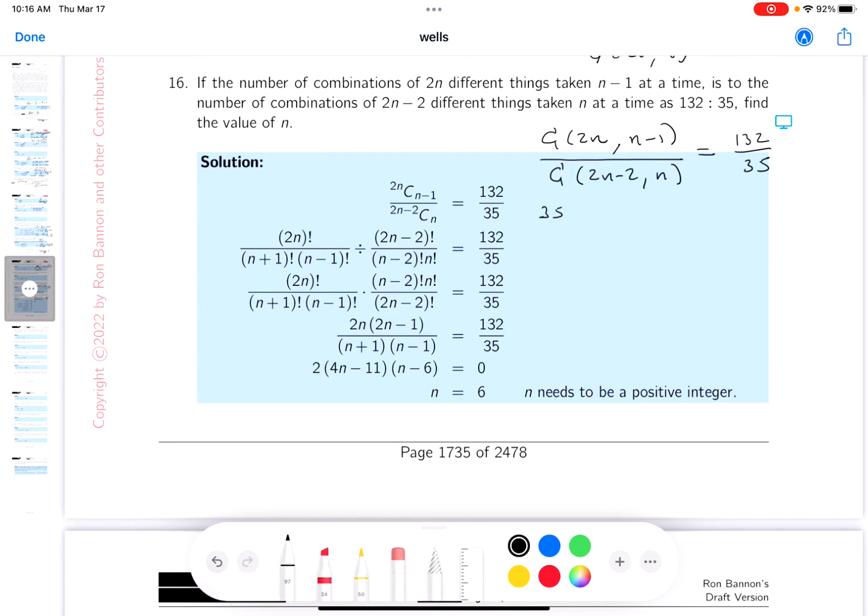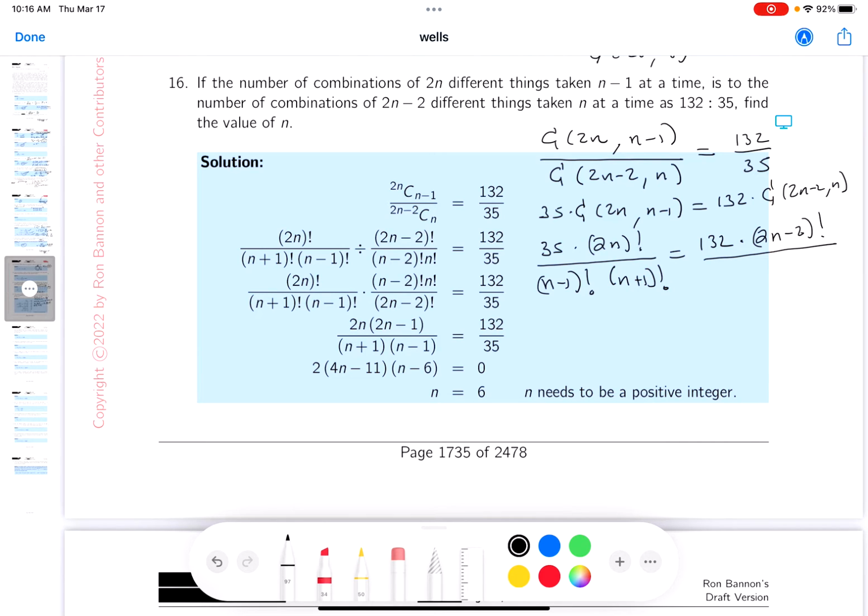35 C(2n, n-1) equals 132 times C(2n-2, n). Writing this out: 35 times 2n factorial over n minus 1 factorial times 2n minus n, which is n plus 1 factorial, equals 132 times 2n minus 2 factorial, all over n factorial times 2n minus 2 minus n, which is n minus 2 factorial.